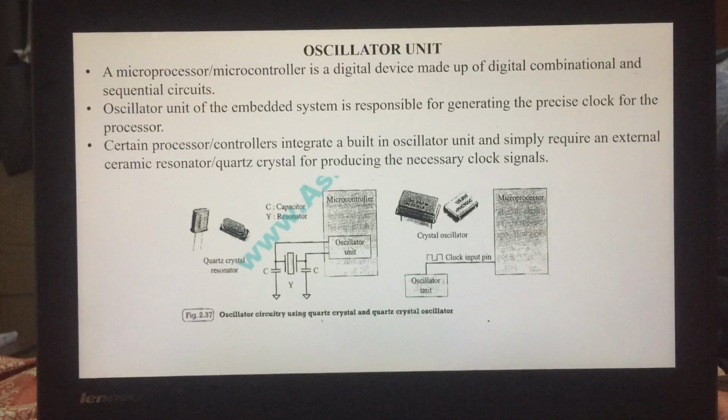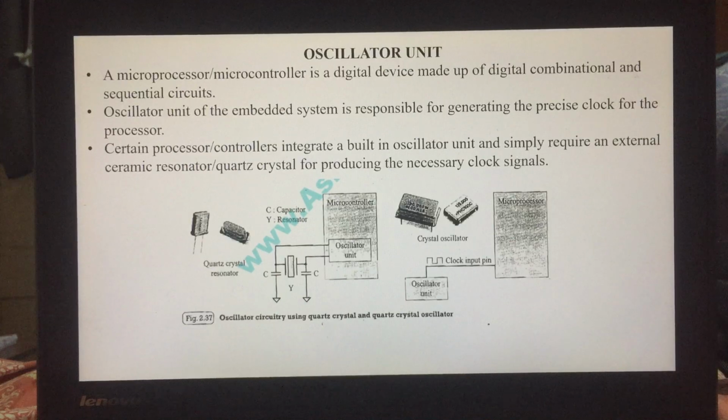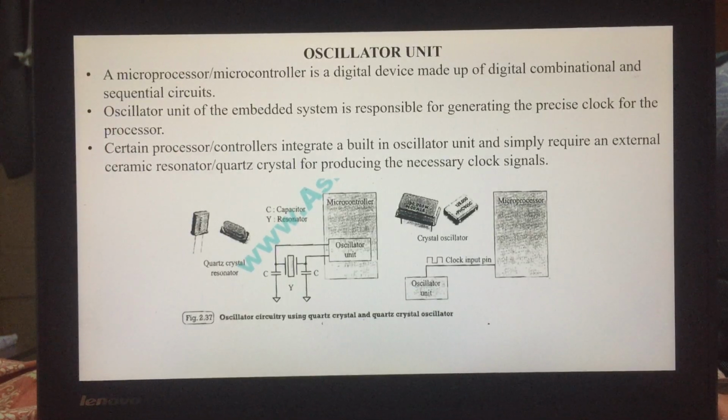Oscillator unit. In a combinational circuit, output depends on the present input. In a sequential circuit, output depends on the past and present inputs. A microprocessor or microcontroller is a digital device made up of digital combinational and sequential circuits. Microprocessor or controller instruction execution is in sync with the clock. The oscillator unit in the embedded system generates the precise clock. Certain processors or controllers integrate a built-in oscillator unit and just require an external ceramic resonator or quartz crystal for generating the clock signal.